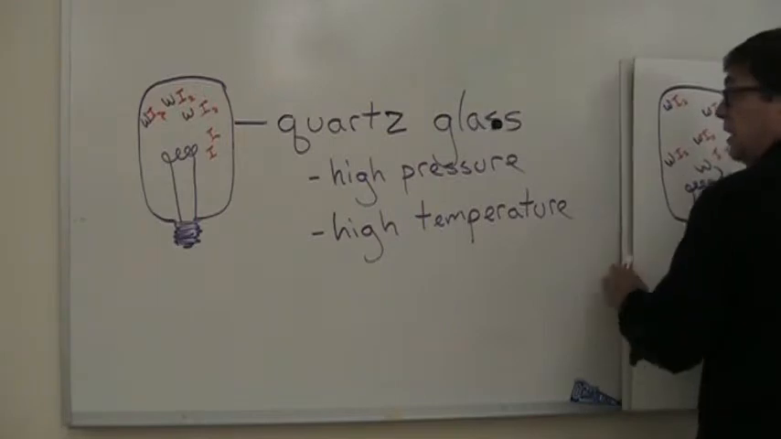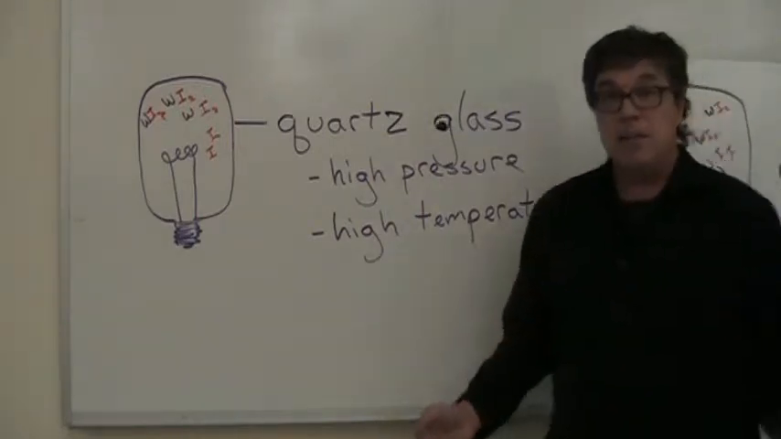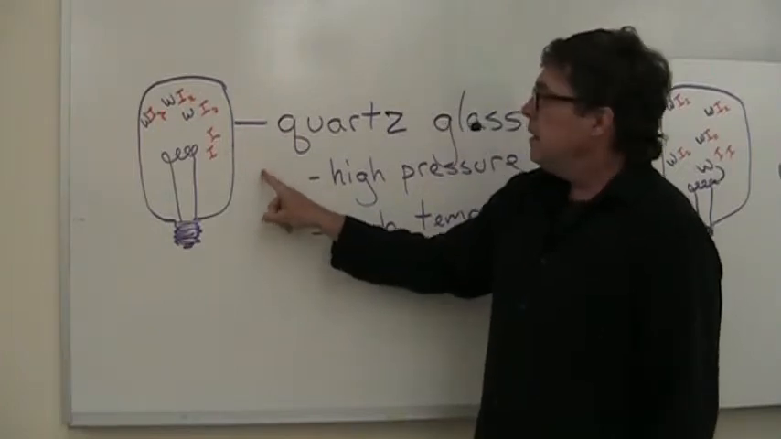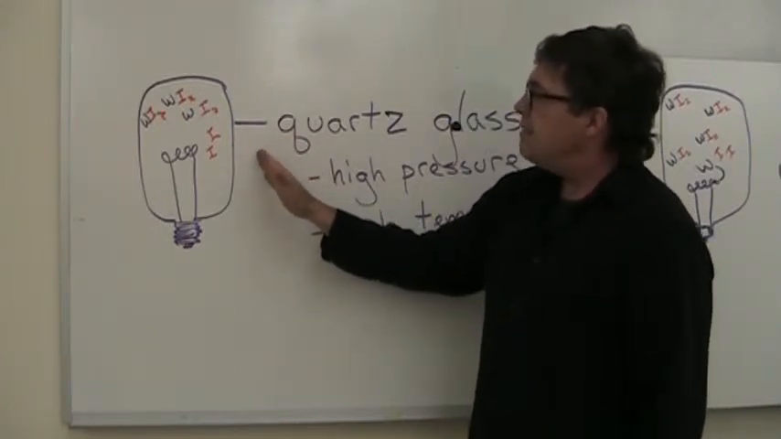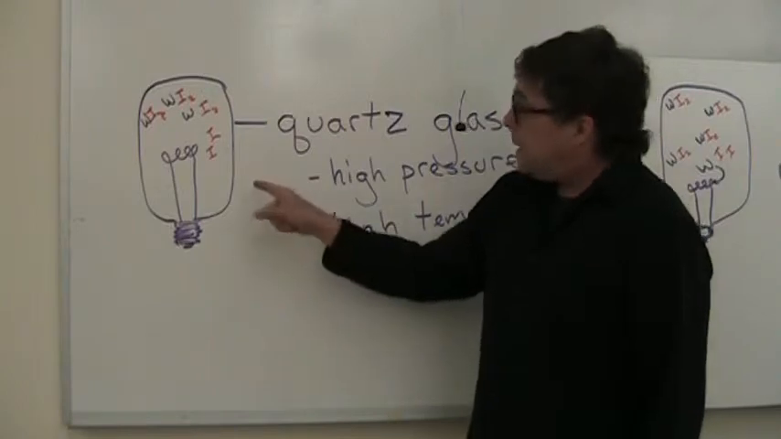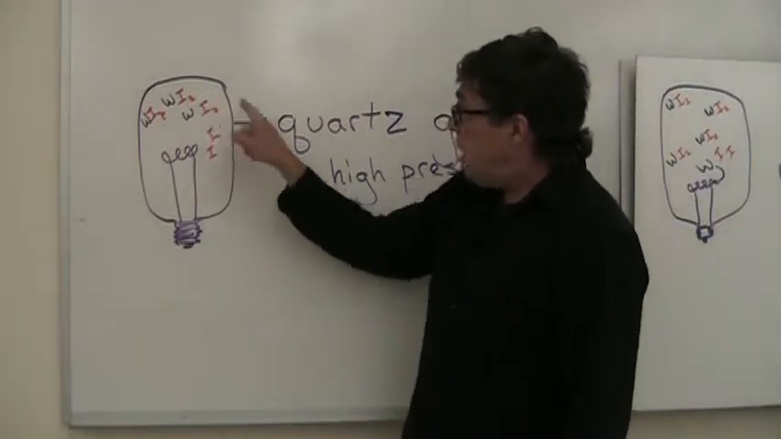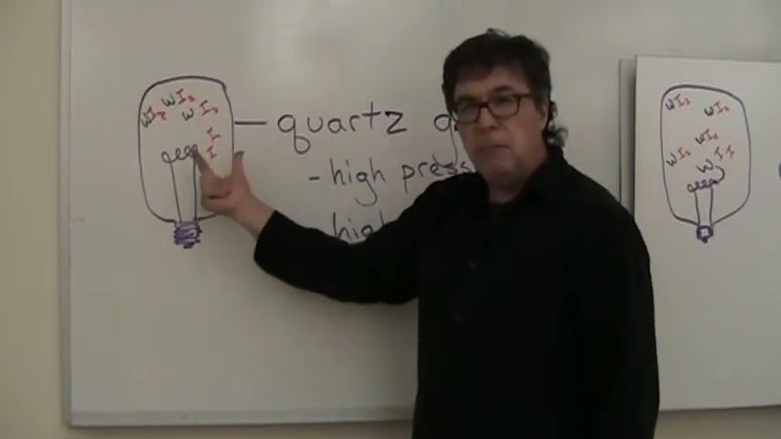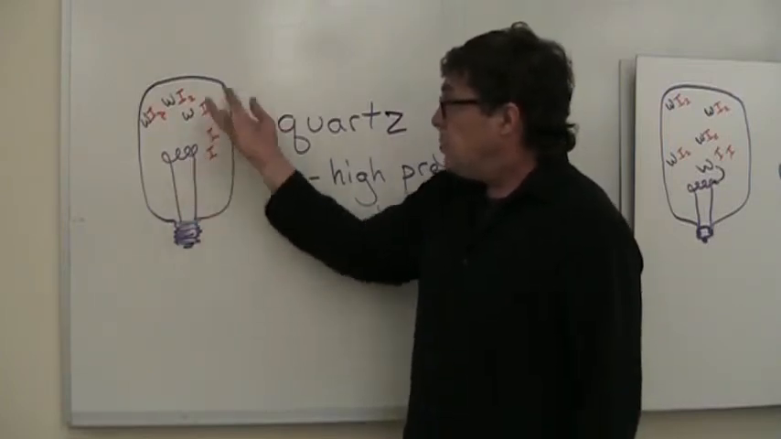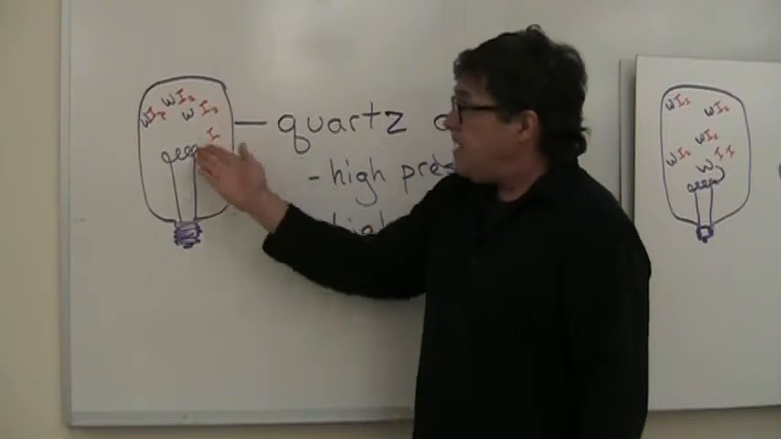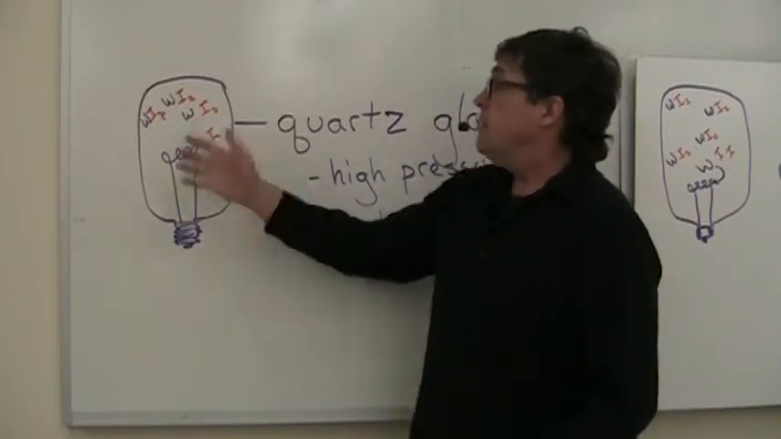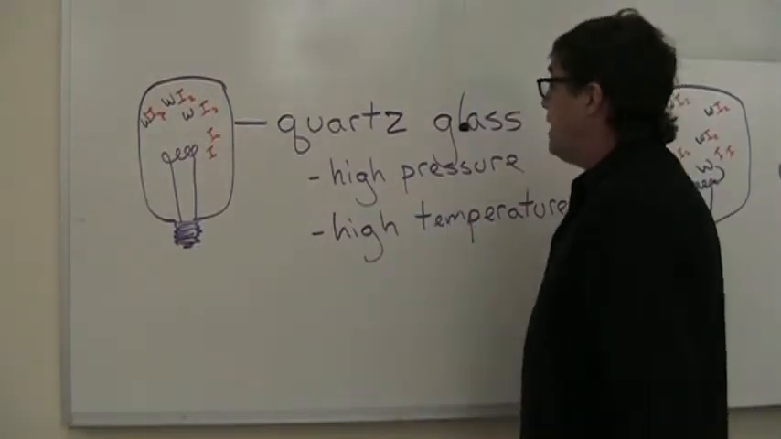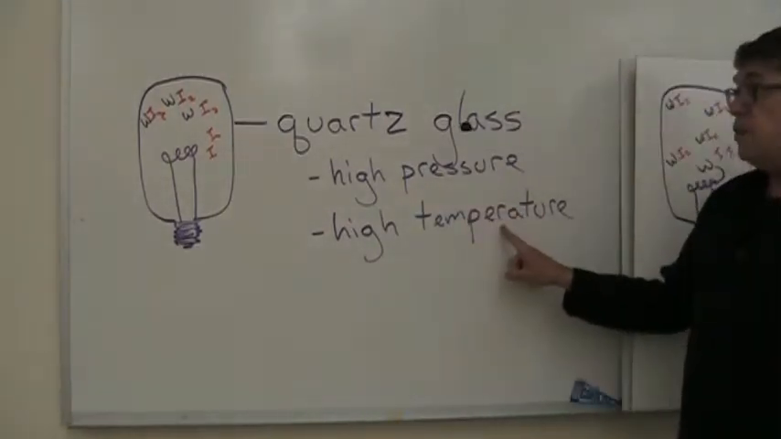Now, there's one other thing I want to mention here about halogen light bulbs. They're made out of a special kind of glass, and this special kind of glass is tough. It doesn't allow these molecules to leak through the surface. We can build up a lot of pressure in here so that there's a lot of iodine vapor, and so we have this special kind of glass, high pressure, high temperature.